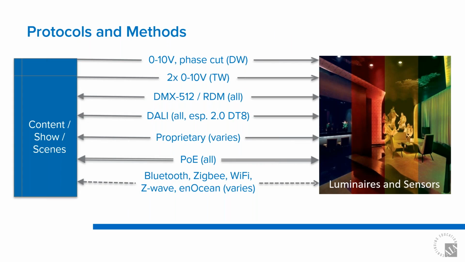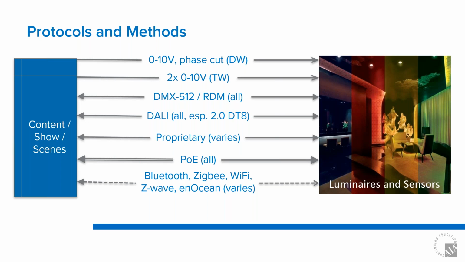This slide shows an overview of control types relative to each dynamic lighting type. There's several things to note on this. Starting on the left with content or scenes and getting the message to the luminaires on the right, there are many different control protocols, languages, and methods used for creation of control content, shows, and scenes. Note the arrows and the line types between the content and the luminaires, or the sensors if the sensors are on the system. The arrows represent single data transfer and in what direction the information is being transferred.